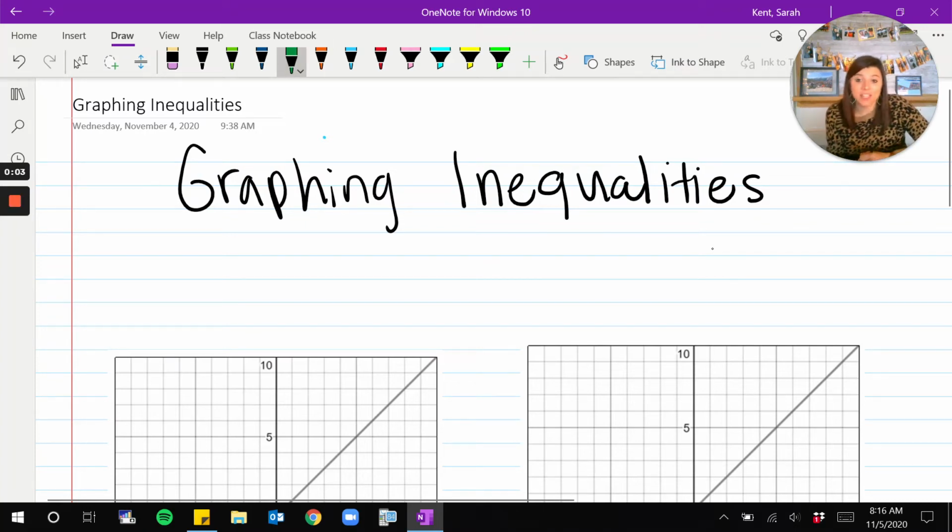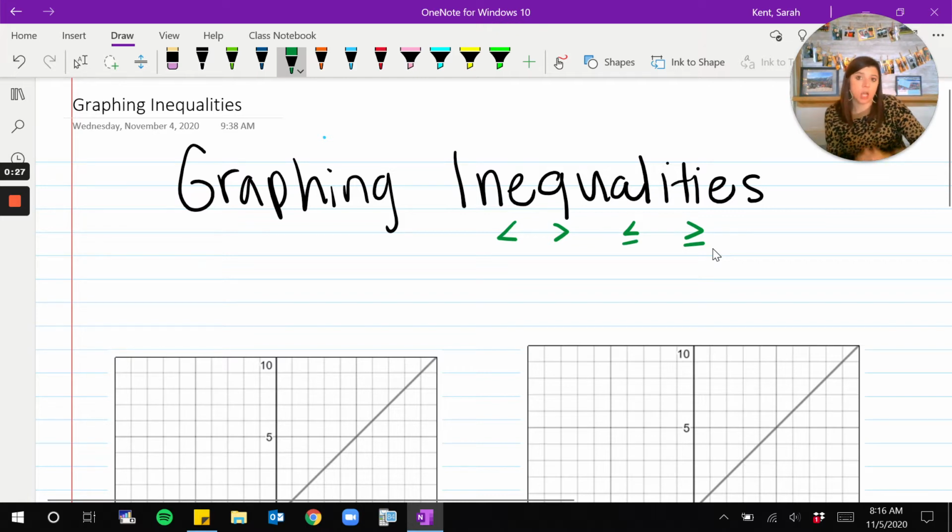Today we are looking at the graphs of inequalities. So if we remember, our inequalities are when we have our less than, greater than, less than or equal to, and greater than or equal to symbols. So what we'll be looking at is, given each symbol, what should our graph look like?